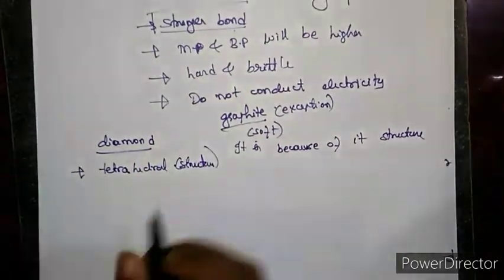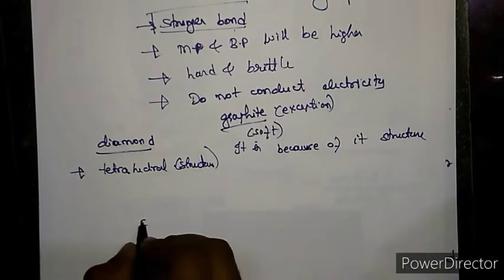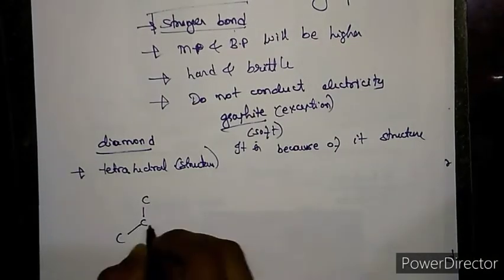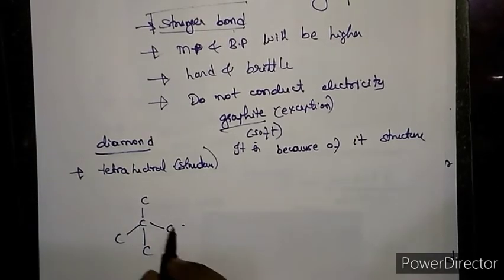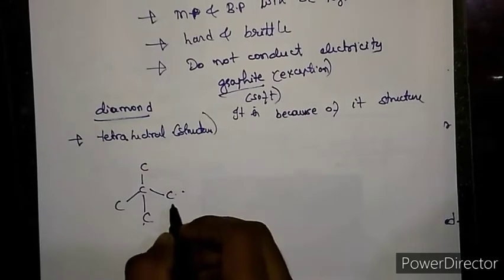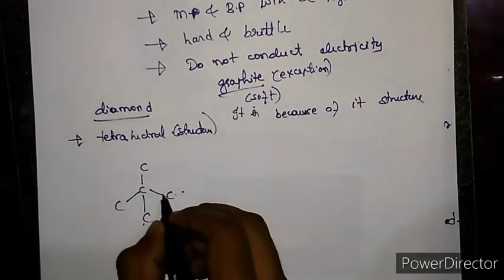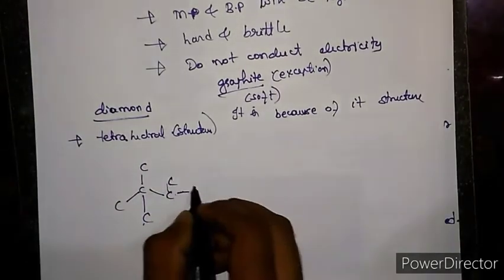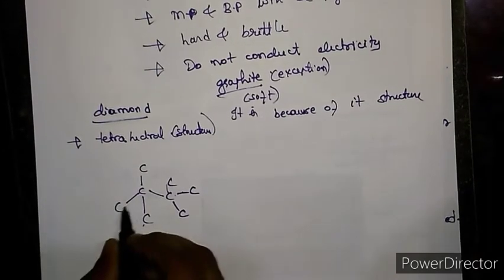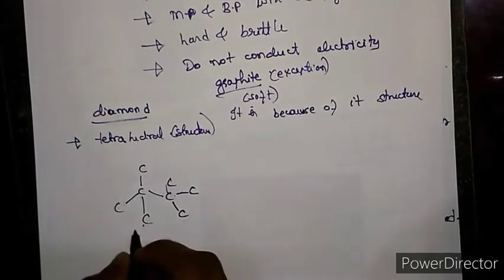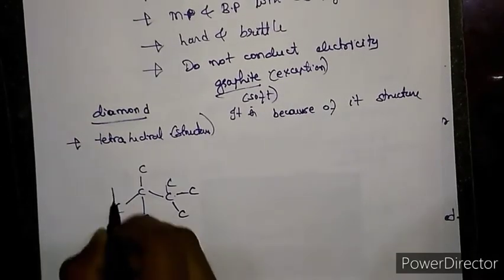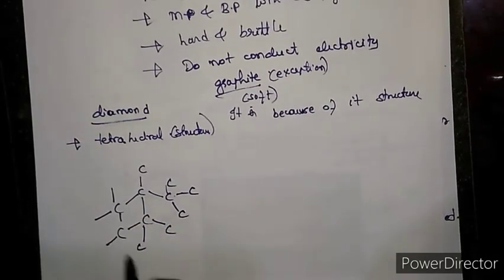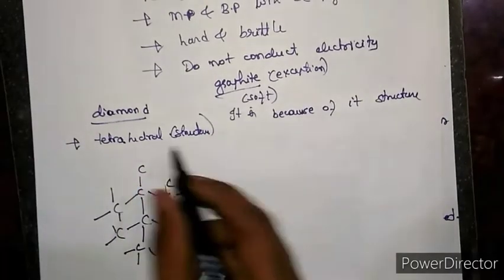What is the tetrahedral structure? If you have a carbon, that carbon is connected to 4 other carbons, and each of those carbons is also connected to 4 other carbons. Each carbon in this diamond has 4 bonds: one here, 2, 3, 4. All the carbons have 4 bonds. That is what the tetrahedral structure of diamond is.